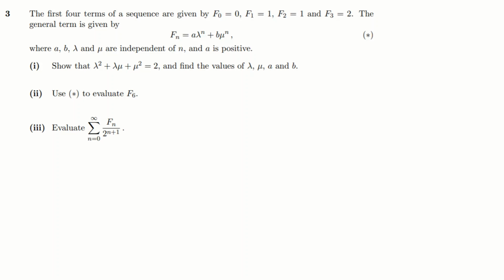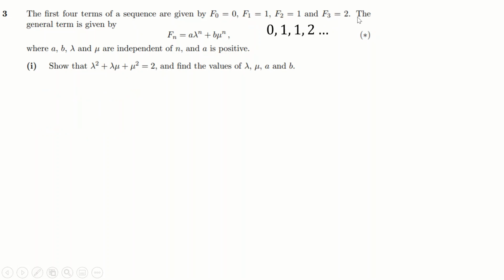Okay, so here's the question. The first four terms of the sequence are given by this. So the sequence just goes 0, 1, 1, 2. That's just what the sequence is doing so far. And this is the general term.